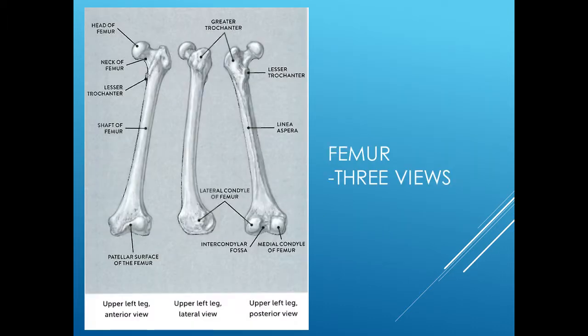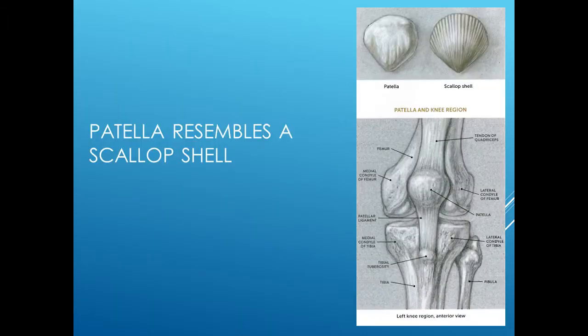Next, here's 3 different views of a femur. And here's the head of the femur, resembling the shape of a golf ball. The greater trochanter, the neck of the femur, the lesser trochanter. Here's the shaft of the femur. The patellar surface, that's where the patella, the kneecap, moves across this surface here. And then we have the intercondylar fossa and then the medial condyle as well. So a couple different views of the femur.